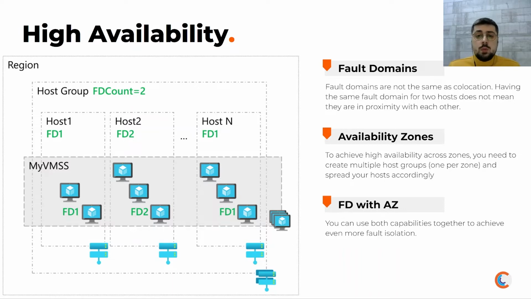Definitely, you can use both capabilities together and achieve even more fault isolation. In this case, you will specify the availability zones and fault domain count in each host group, assign a fault domain to each of your hosts, and assign the availability zone to each VM.